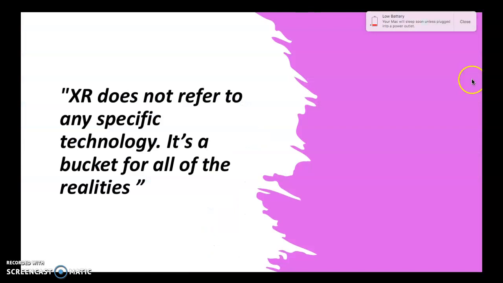So you probably heard about XR in recent years, on top of AR, VR, and MR. So what is XR really?